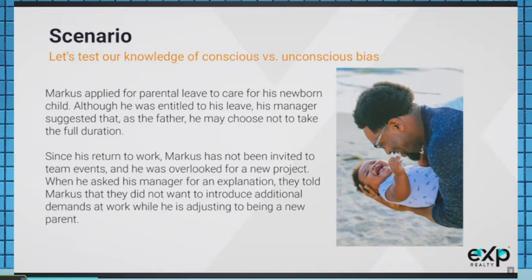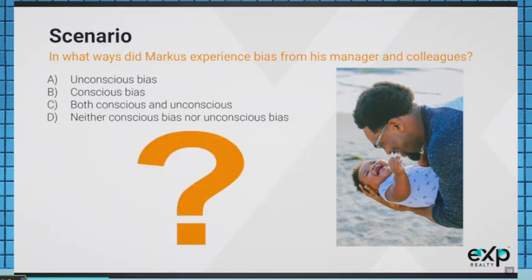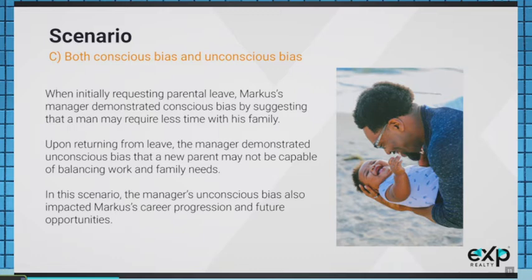Yeah, conscious, lots of people answering conscious. Now, third option here, do you think there was both there? Yep, yep. Now let's dig into this. So it is both. When initially requesting parental leave, Marcus's manager demonstrated conscious bias by suggesting that a man may require less time with his family. Upon returning from leave, the manager demonstrated unconscious bias that a new parent may not be capable of balancing work and family needs. In this scenario, the manager's unconscious bias also impacted Marcus's career progression and future opportunities.